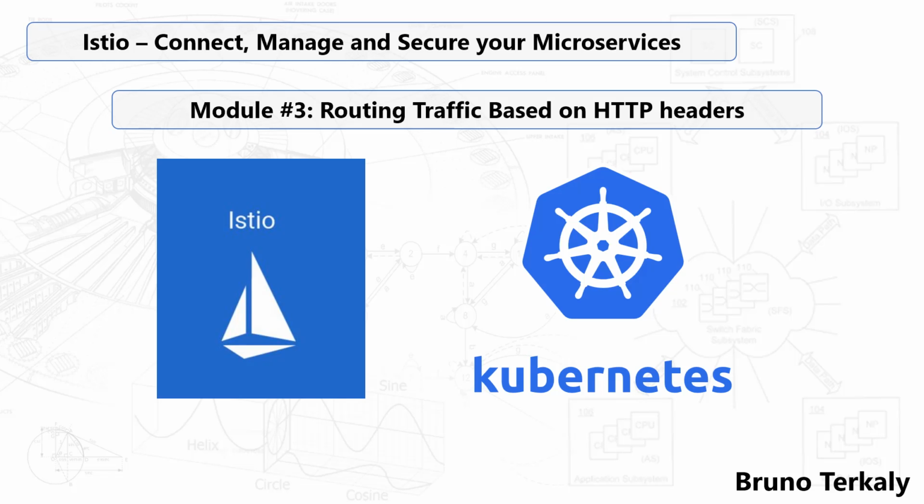This is module 3 in the series around Istio. This module is going to be about routing traffic based on HTTP headers.